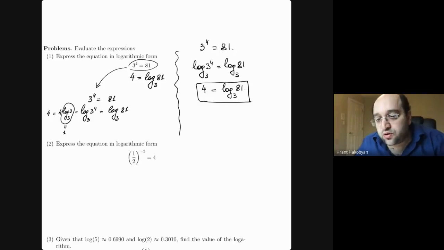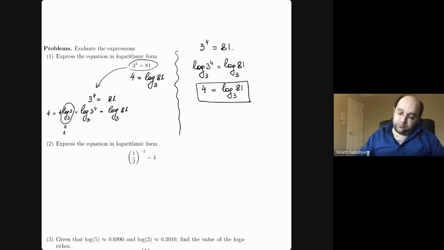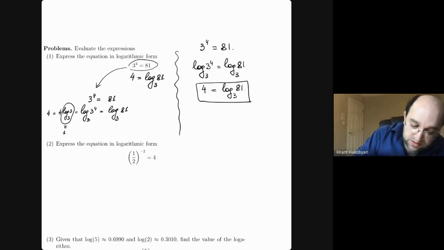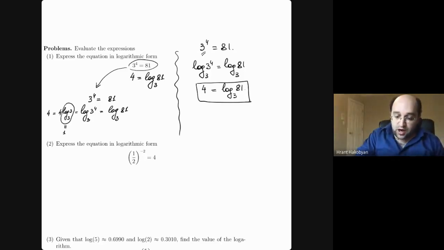How do you know the base is 3? Because this is the base here, right? I want to find this power here, so I want to find the power of 3. If I want to get rid of this 3, I have to take the logarithm with base 3. Does that make sense?